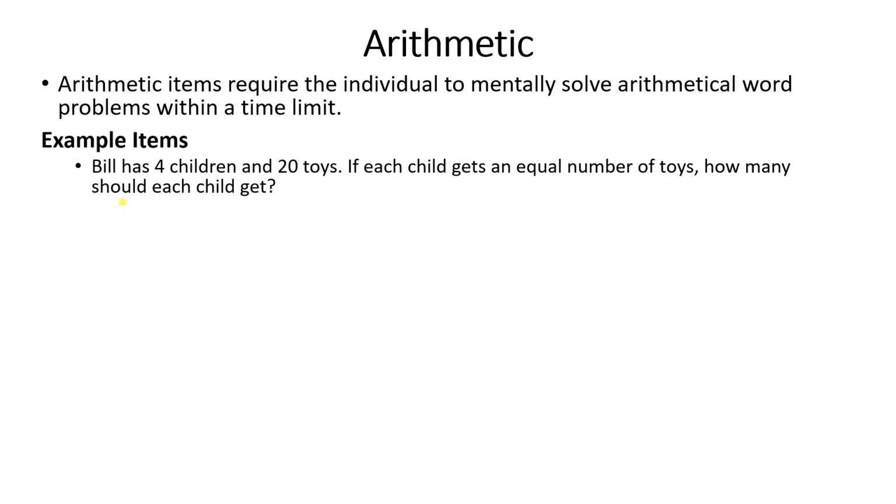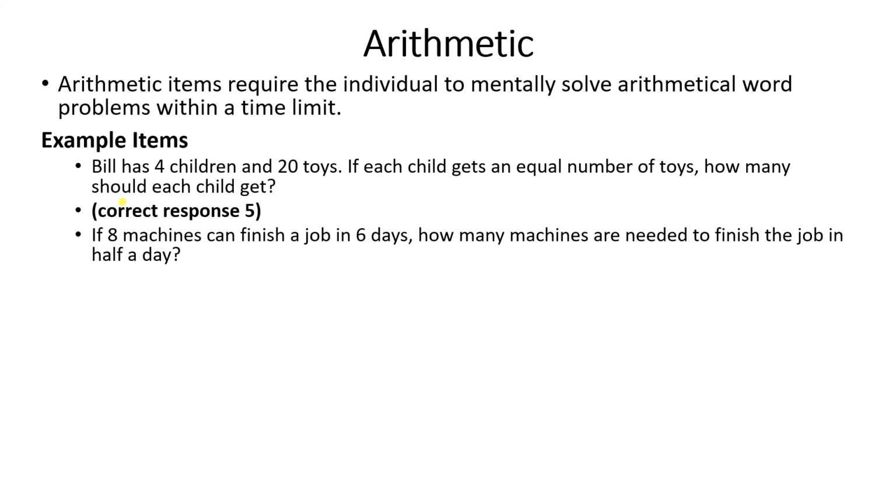For example, this is an item from the verse 4. Bill has 4 children and 20 toys. If each child gets an equal number of toys, how many should each child get? It is a very simple item. You will divide 20 by 4 and you will say 5. So 5 is the correct response.